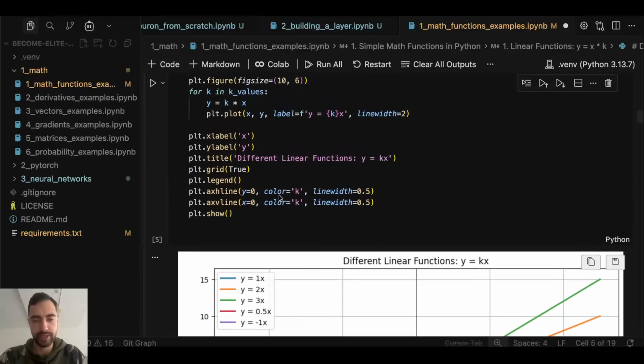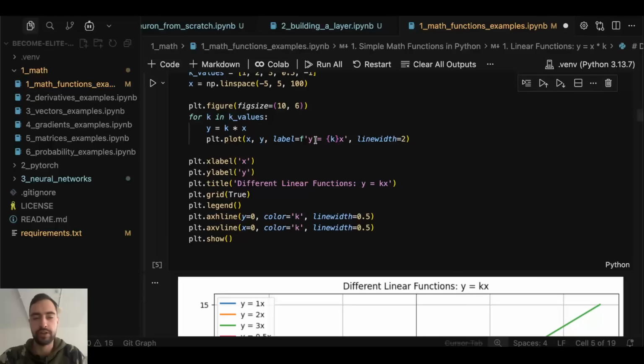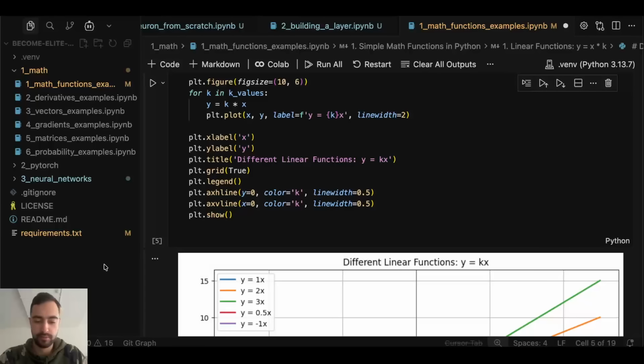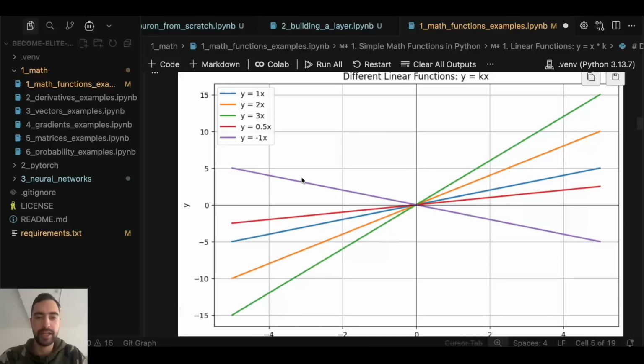I recommend using AI, ChatGPT or Cursor to explain any of these things for you if you don't understand it. But I want to focus on the theoretical part of the math for now. So this coefficient determines the slope of the function.